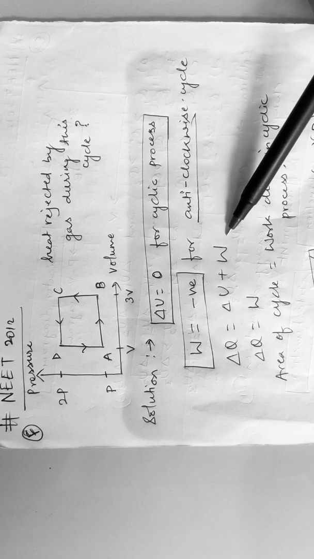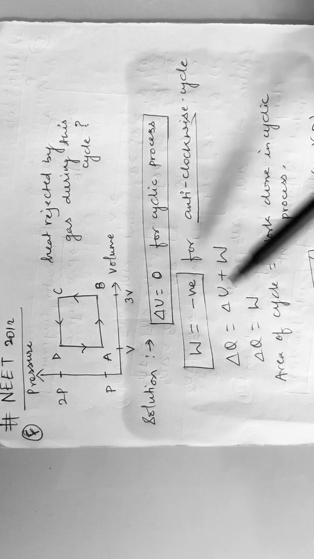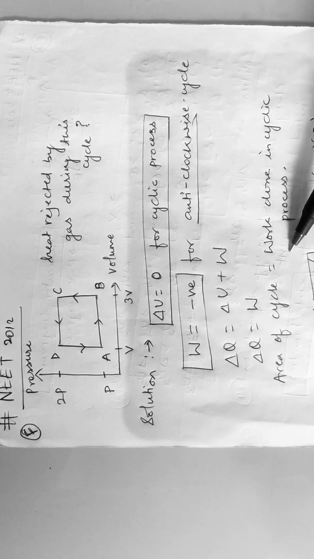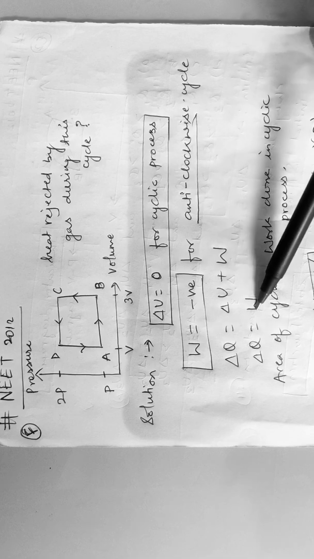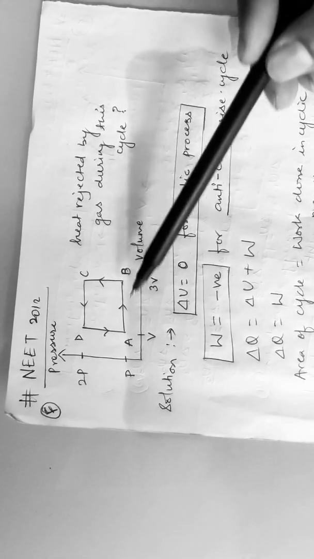Applying the first law of thermodynamics, delta Q is equal to delta U plus W. W is actually delta Q, because delta U will be 0. Now the area of the cycle will be negative, so delta Q will also be negative, and negative means heat is rejected. Okay, now we can simply find the area of the cycle. That is 2V into P. You can just look into the diagram. This is 2V and this is P. So the area can be found very easily. It's 2V into P, and that will be negative because for an anti-clockwise cycle work done is negative, and that will be delta Q. Heat rejected is 2PV.